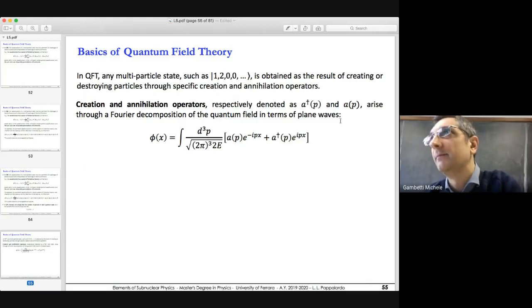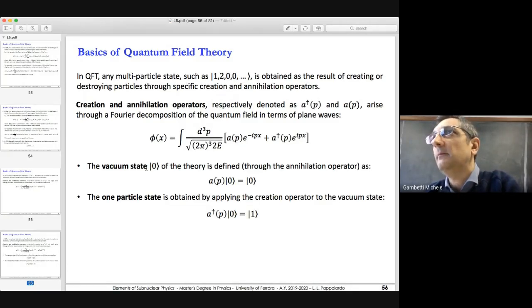Now, how do we define the vacuum state in a quantum field theory? The vacuum state, which we call |0>, is defined through the action of the annihilation operator. The vacuum state is the state that remains the same when we apply the annihilation operator. So if you annihilate the vacuum, you always get the vacuum itself.